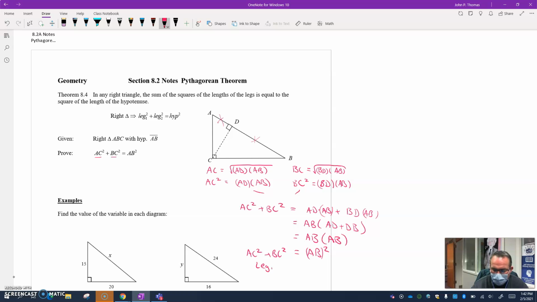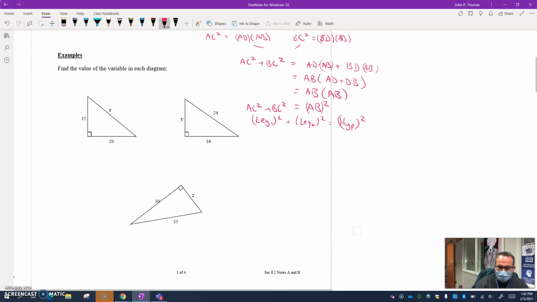And the way we usually write that is leg 1 squared plus leg 2 squared equals hypotenuse squared. This is another rule that only works with right triangles, but it's really handy to find missing sides of triangles. So if we're going to apply this, this should be a quick one for you. We just always want to remember to keep the hypotenuse out by itself. The hypotenuse is always opposite the right angle.